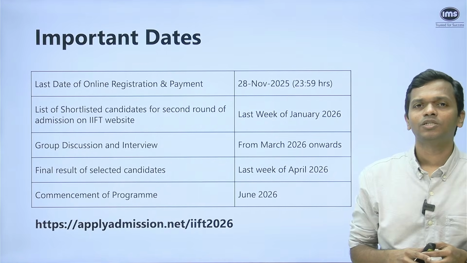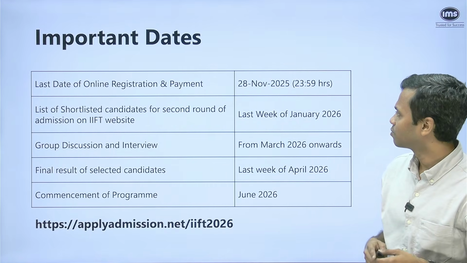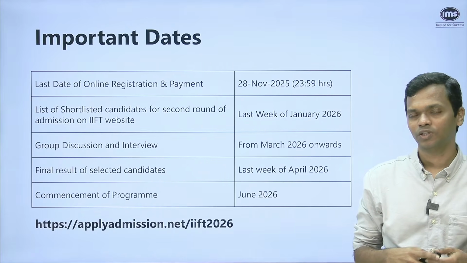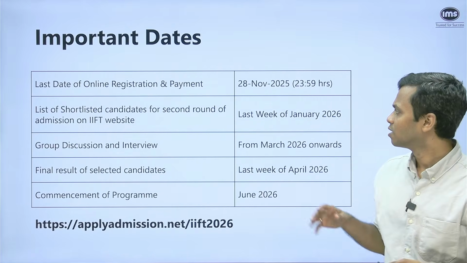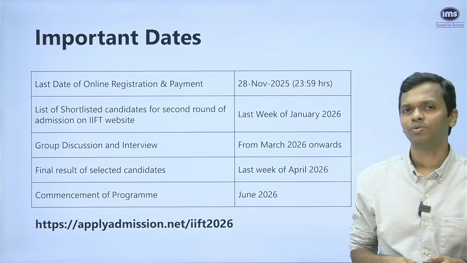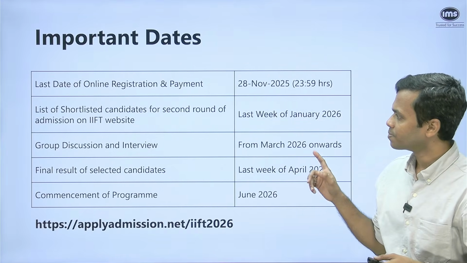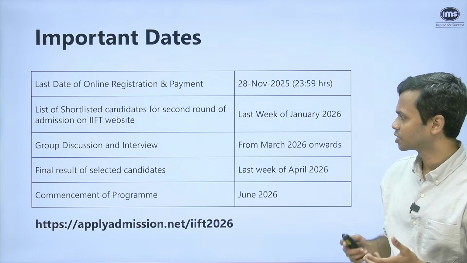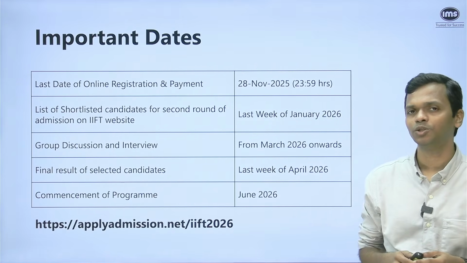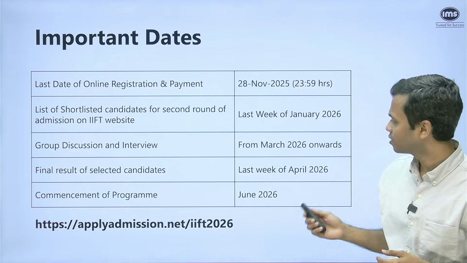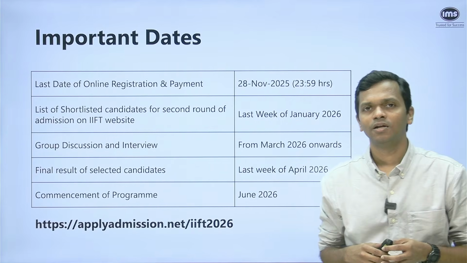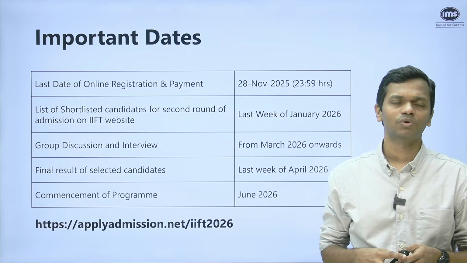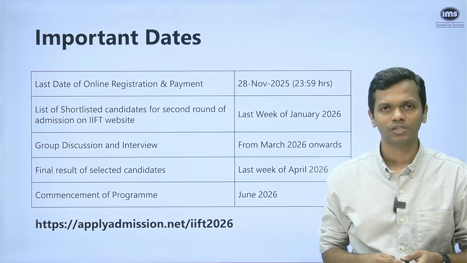The other thing is the list of shortlisted candidates. So that will be announced in last week of Jan. Typically in the end of December, you should have the CAT result. Roughly a month from there, you will be able to have the IIFT shortlist. Now the GD and PI, the group discussion and the interview will be conducted from March 2026. The final result in April 26 and the course will commence from June 26. Now we'll give you this link in the description as well from where you can begin your application process.